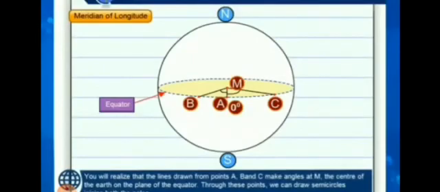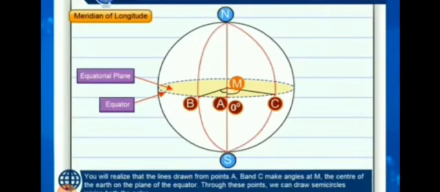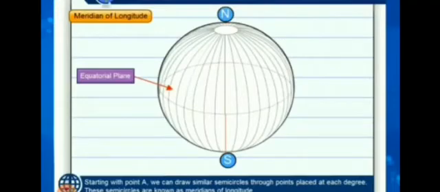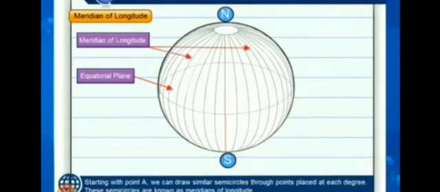Mention of longitudes. You will realize that the lines drawn from the points A, B and C make angles at M, the center of the earth, on the plane of the equator. Through these points we can draw semicircles joining both the poles. Starting with point A, we can draw similar semicircles through points placed at each degree. These semicircles are known as meridians of longitude.